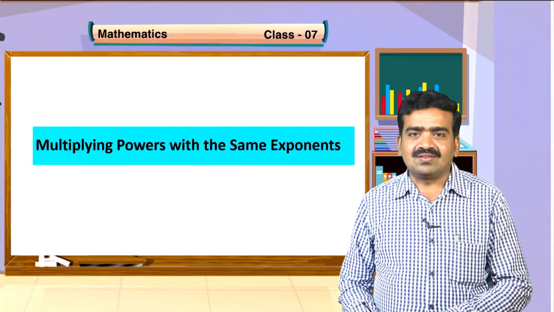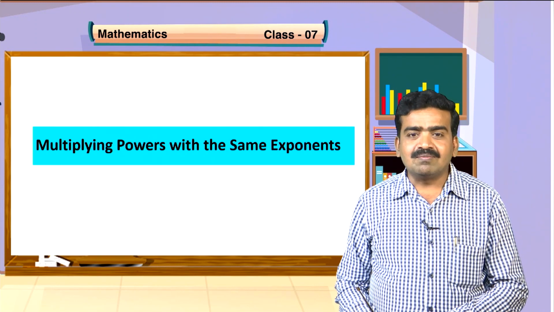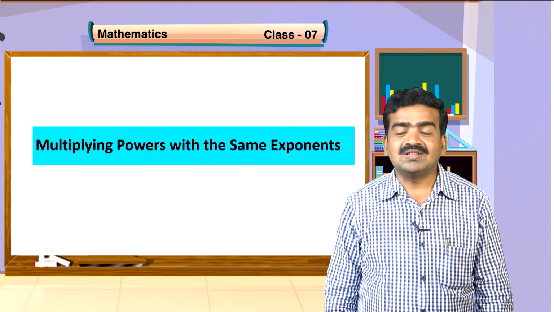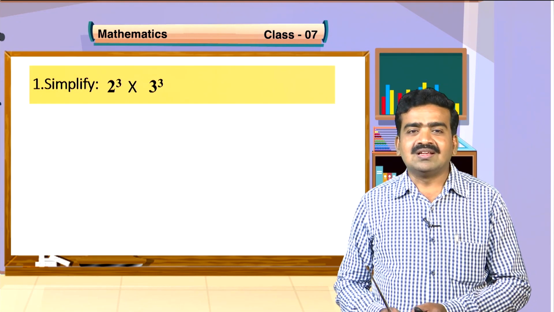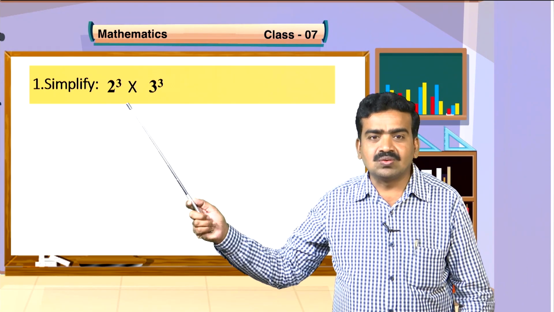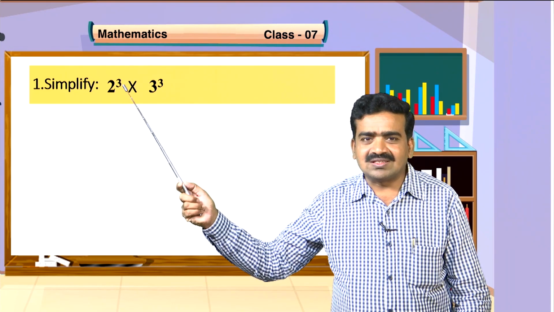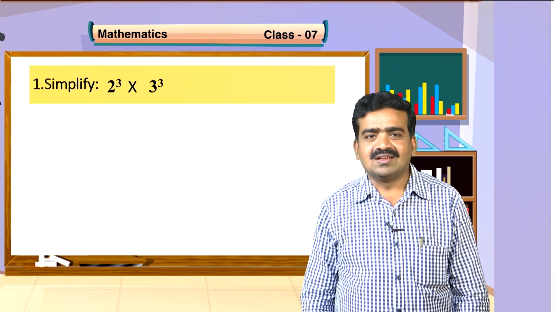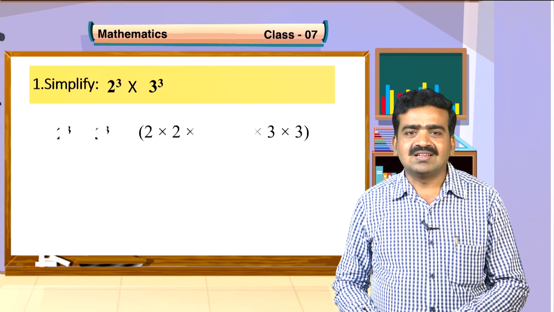Let us learn one more important aspect of this session: multiplying powers with the same exponent. To understand this, let us take an example. Simplify 2 cubed into 3 cubed. You must know the base and exponent of the question. Here 2 is the base, 3 is the exponent, and 3 is the base and 3 is the exponent. So, if the problems are like this, how do we simplify this?